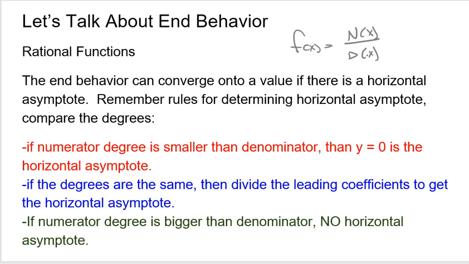If the numerator degree is bigger than the denominator, you have no horizontal asymptote, so you don't have to worry about it. Once again, it'd be considered boundless. The limit towards infinity or negative infinity would not exist because you're boundless. You're just going up or down forever and ever. So let's look at a graph.